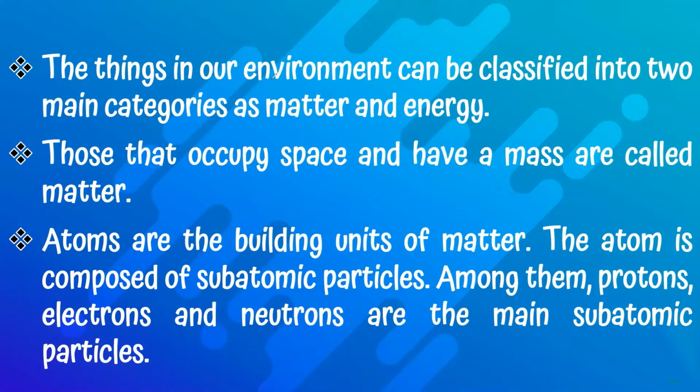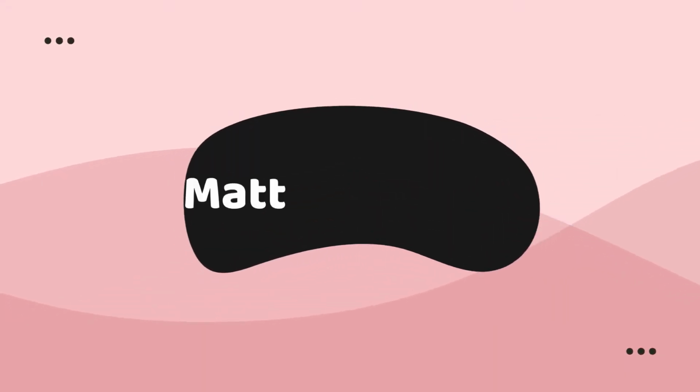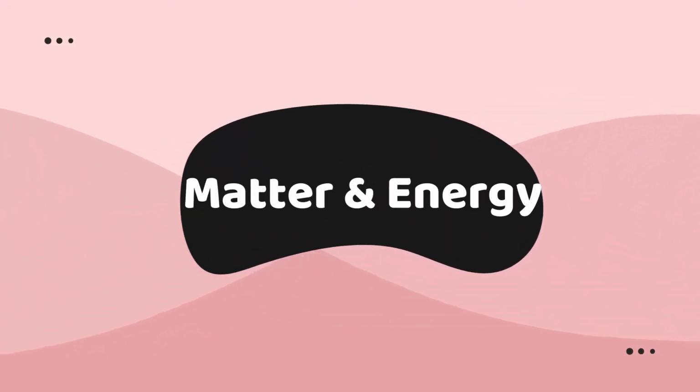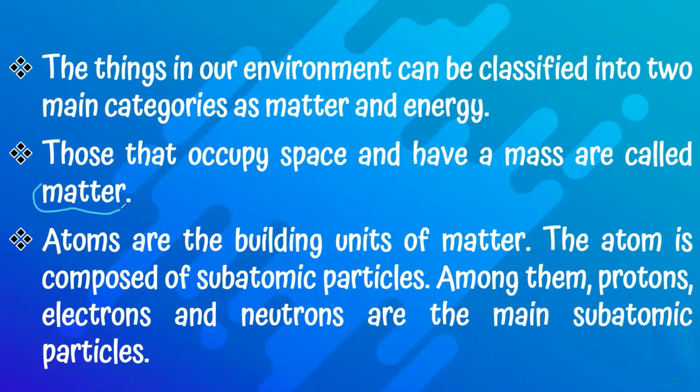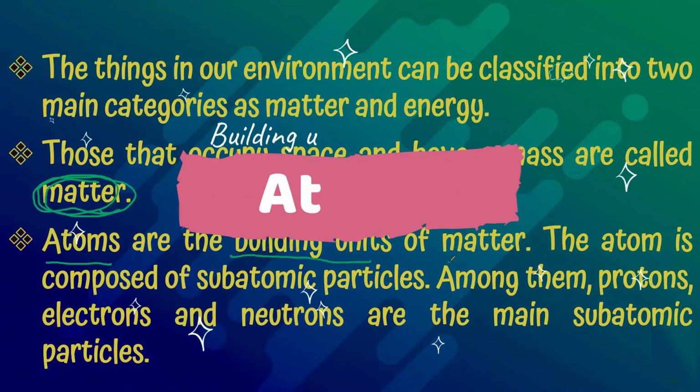The things in our environment can be classified into two main categories, as matter and energy. The objects that occupy a space and have a mass are called matter. Atoms are the building units of matter.